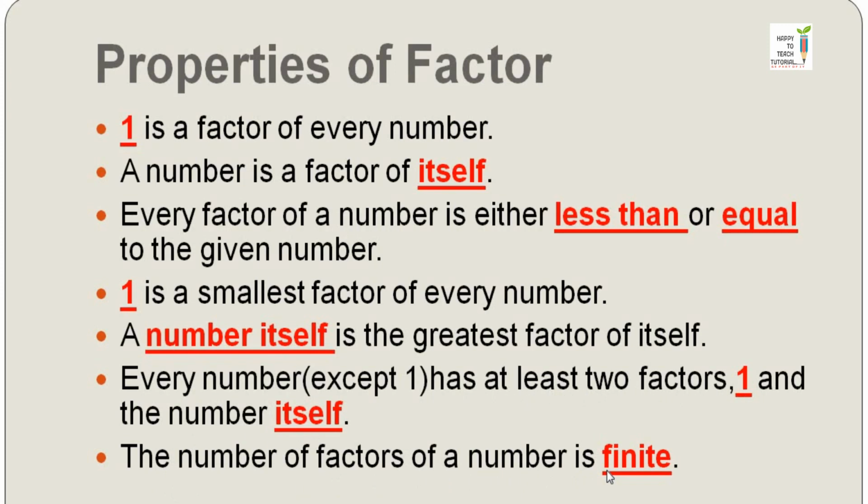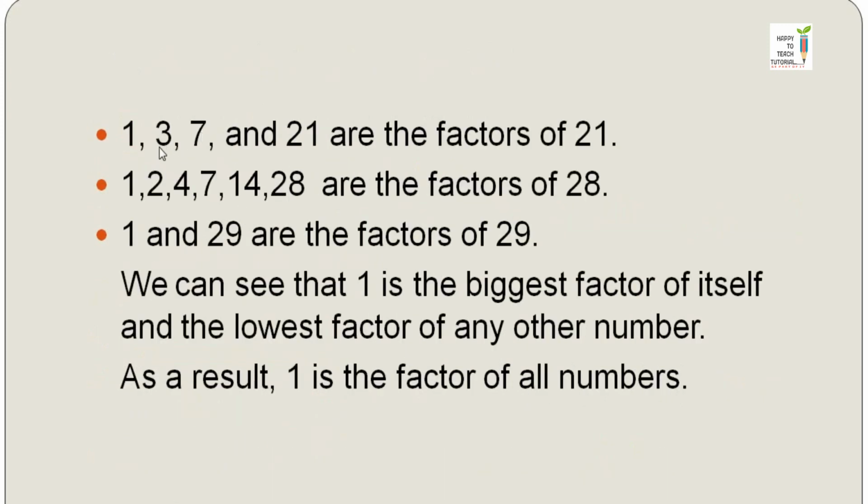Let's see with examples. Here 1, 3, 7 and 21 are the factors of 21. 1, 2, 4, 7, 14, 28 are the factors of 28. 1 and 29 are the factors of 29. So we can notice here that 1 is the biggest factor of itself and the lowest factor of any other number. As a result, 1 is a factor of all the numbers. So our first property is that 1 is a factor of all the numbers. The smallest factor of any number is 1. The second property is that the largest factor of any number is the number itself.